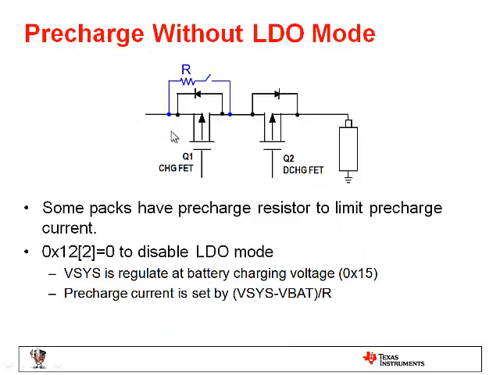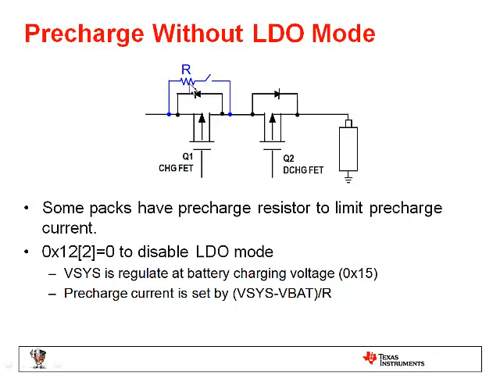But there are some battery configurations where the battery pack itself has a pre-charge control circuit. One example is a resistor just to limit the total current going to the battery when it's depleted. In that case, we can disable the LDO mode. We do have an option to disable the LDO mode, so the system is regulated at the battery charging voltage, and the pre-charge current is set by this resistor.